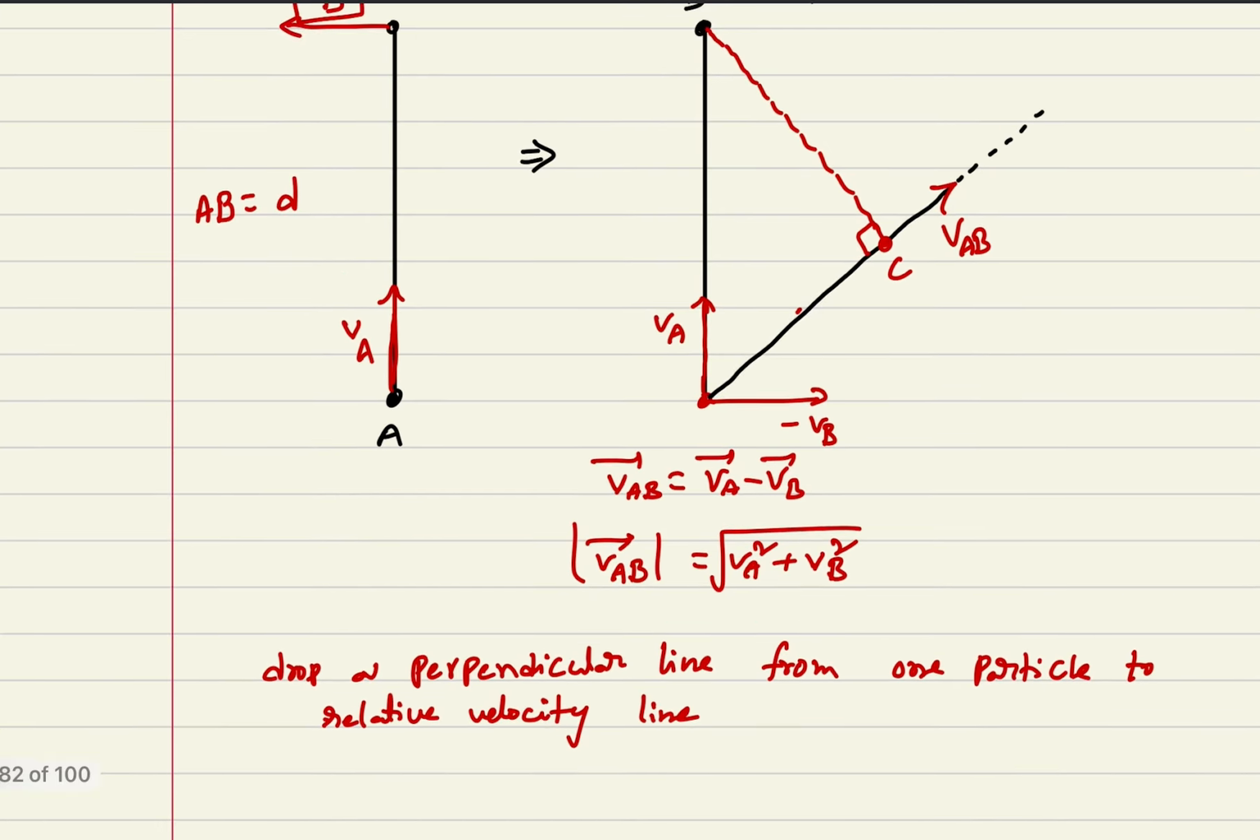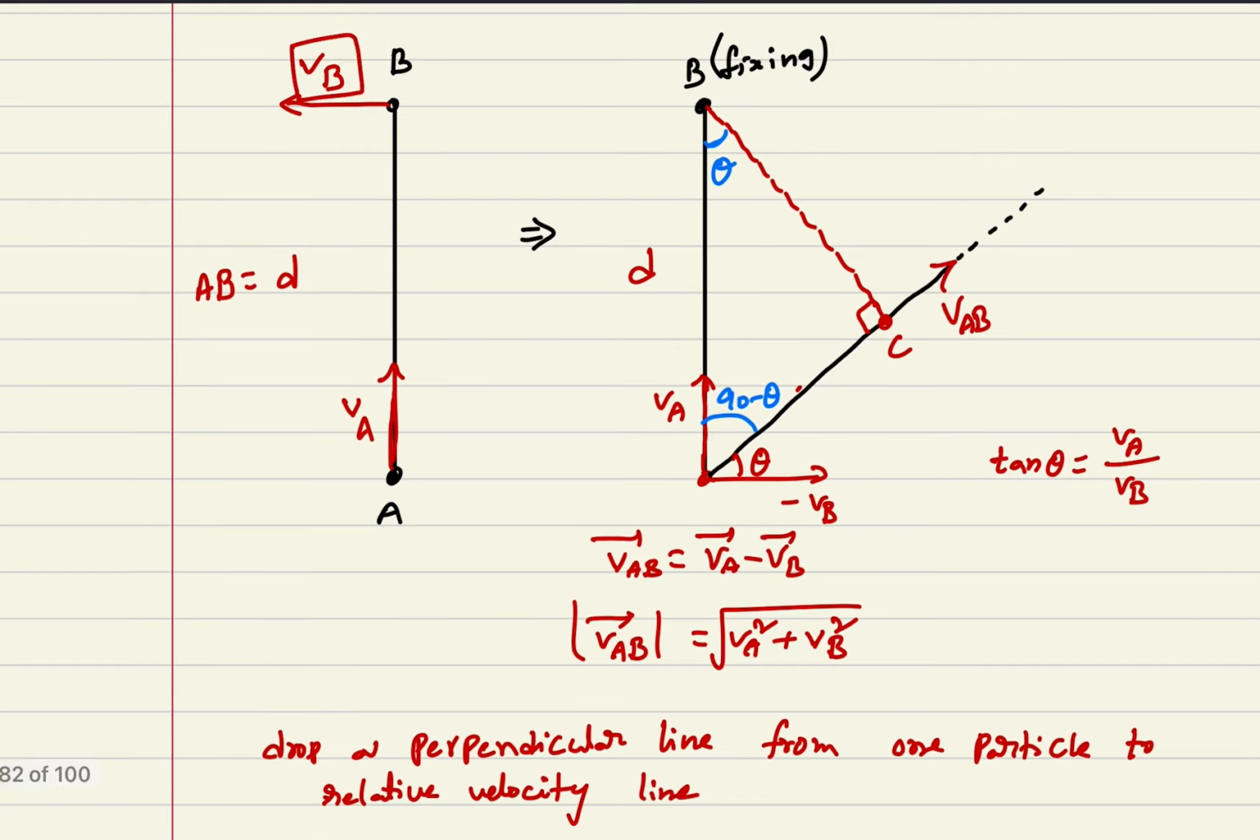Now you will calculate the theta value also. You can easily calculate now. Let us consider this is theta. Now tan theta is equal to VA divided by VB. So the separation between A and B is D. If it is theta, now you can write 90 minus theta. If it is 90 minus theta, at B the angle is equal to theta. Now whatever the BC term is, that is the minimum separation.